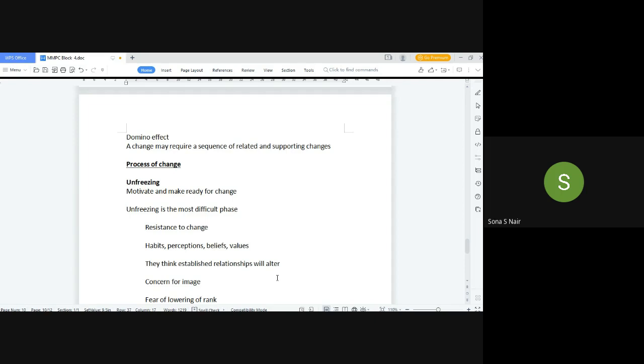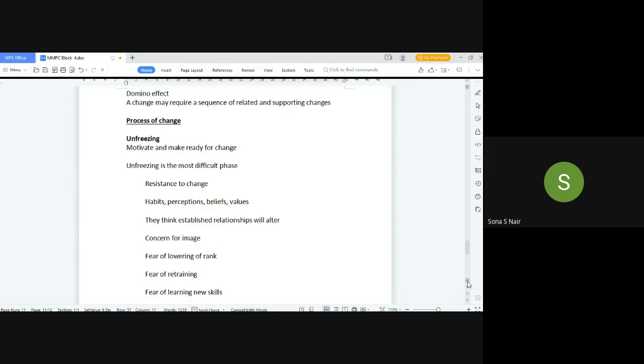They think established relationships will alter in the organization. Maybe they would not be able to interact with people the way they've been interacting. In some cases, they would be concerned about their image also.